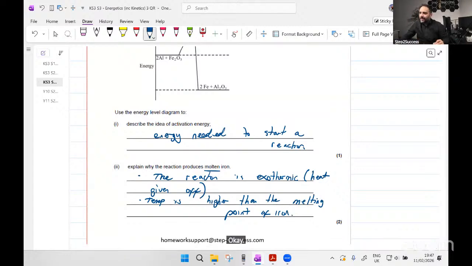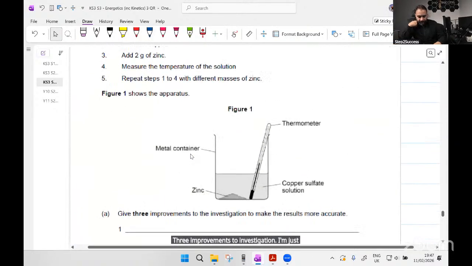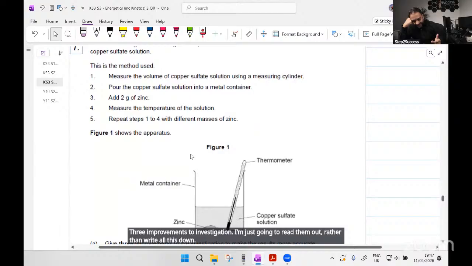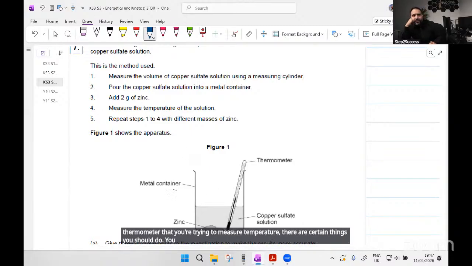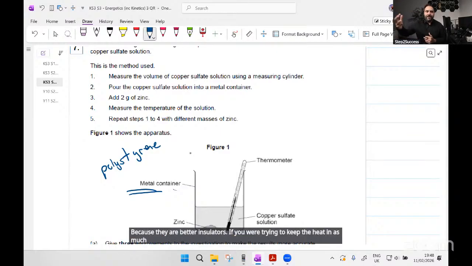Okay, that's six. 2, 7A, 7D, 7E. Three improvements to investigation. I'm just going to read them out rather than write all this down. Whenever you're doing any investigation involving a thermometer that you're trying to measure temperature, there are certain things you should do. You should not use a metal container. You should use a polystyrene cup because they are better insulators of heat. We're trying to keep the heat in as much as possible so that the thermometer records it. Use a polystyrene cup. We should also put a lid on it.